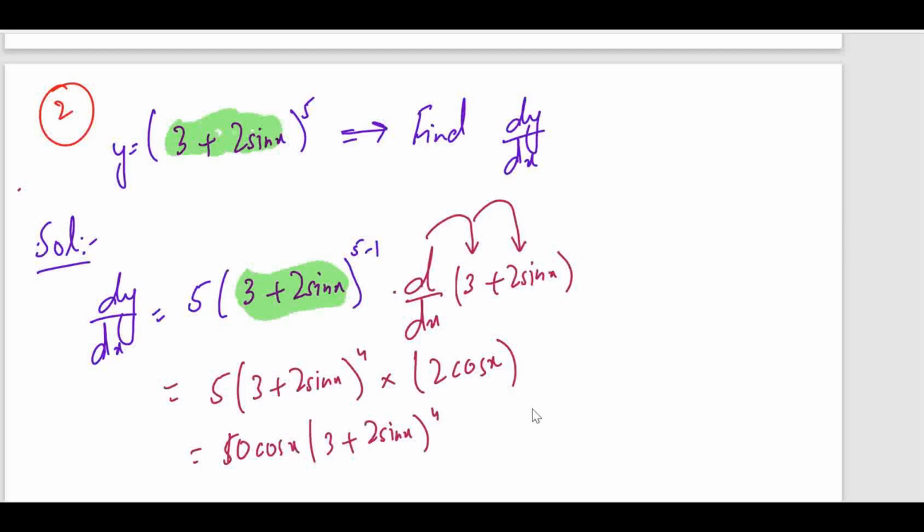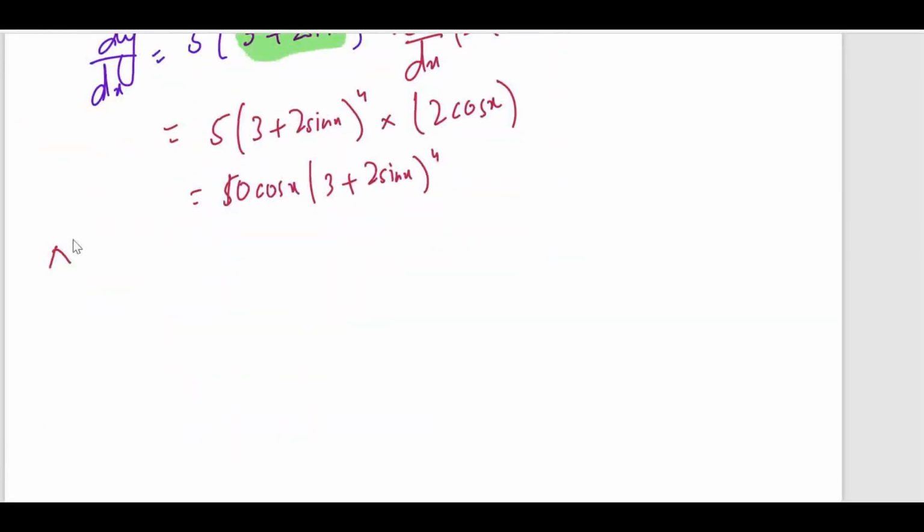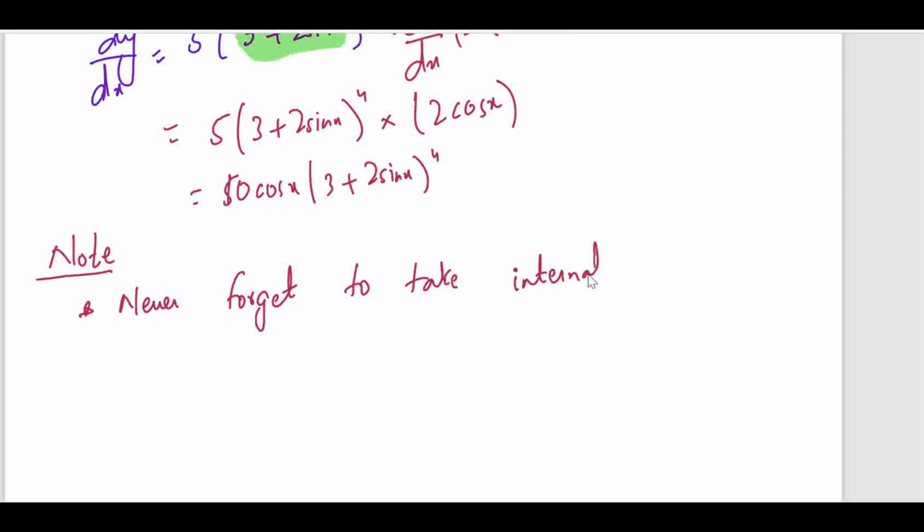This will be the final answer. We can do it directly, but whatever we multiply, we have to take the internal derivative. So what is the key point? After the quotient rule, after the power rule, after the product rule, even if we have a trigonometric function, exponential function, or logarithmic function, we have to take the internal derivative. Never forget to take the internal derivative. So keep this in your mind.